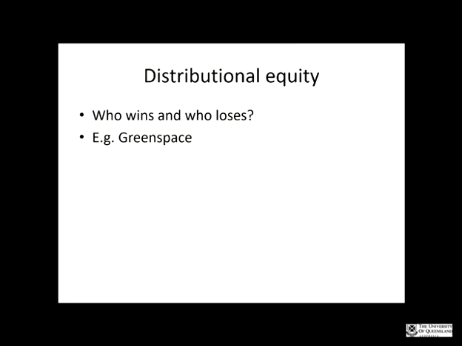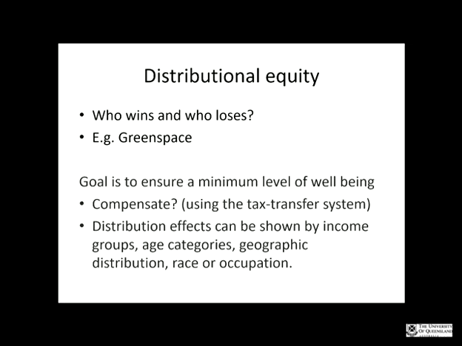Who wins, who loses? So with the green space example, you're going to have particular players that would win from developing it and particular ones that would lose. And by default, you might have the reverse from the other way around in terms of the opportunity cost. Usually we try and compensate through taxes, so financially we might compensate, and we can use a range of measures to do research on who do we compensate and how much. But again, there are some things that are difficult to compensate for.